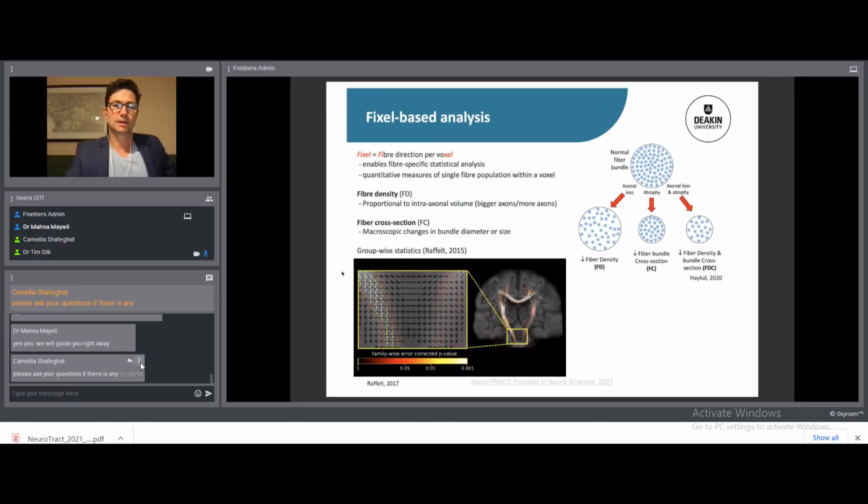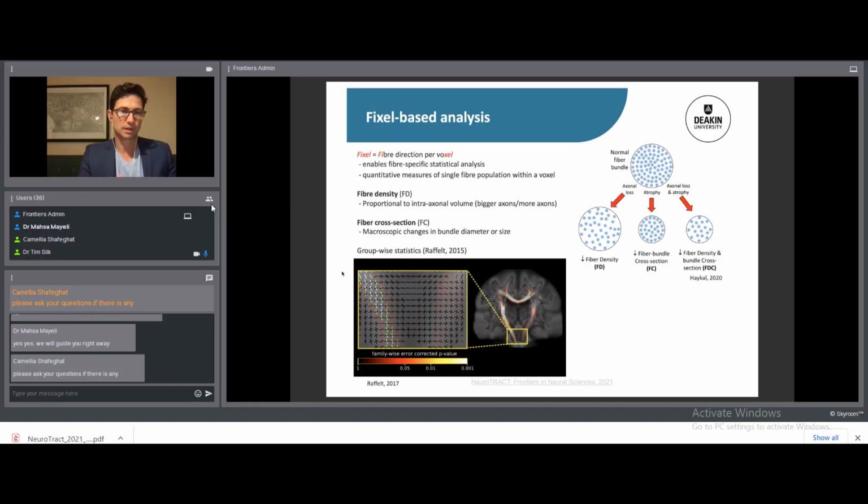So basically, constrained spherical deconvolution has been around for a number of years now, and that improves our tractography. But recently, we can use that directional information within a voxel to get fibre-specific metrics, so-called fixels. And so that's fibres within a voxel. And this also helps to reveal some more biologically plausible properties.